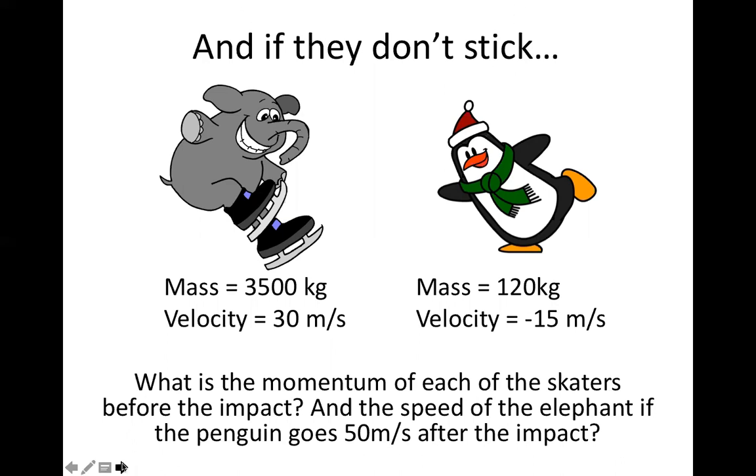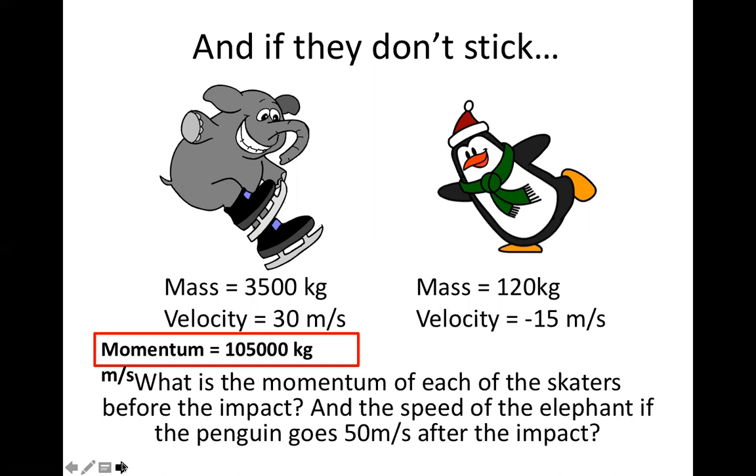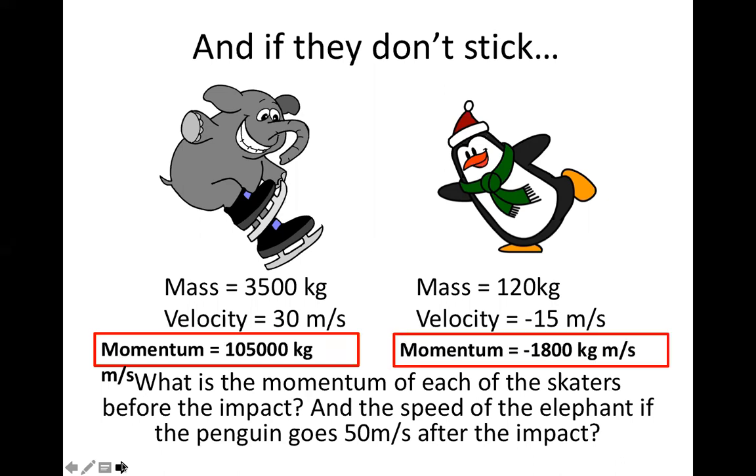Okay, what is the momentum of each of the skaters? So each separately, you just multiply them together. The speed of the elephant if the penguin goes 50 meters per second after the impact. I got 27.8. Do you all get that? You all got 27.8? 28.5. Yes. Okay, let's look at it.